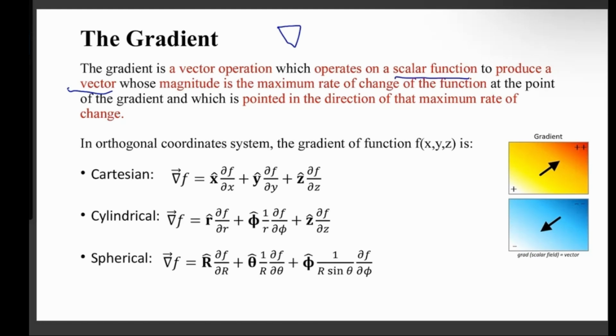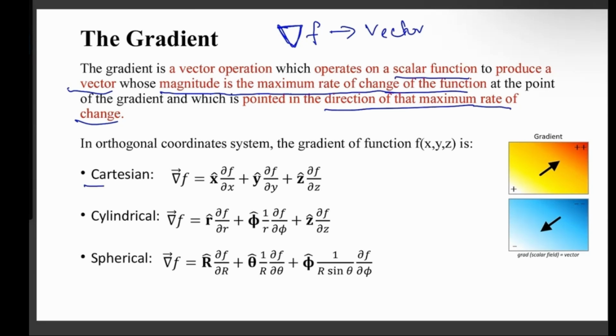Okay, the gradient is when we apply the nabla operator to a scalar. F is a scalar, so the output will be a vector. The gradient has a magnitude, which is the maximum rate of change of the function, and also a direction, which is the direction of the maximum rate of change.